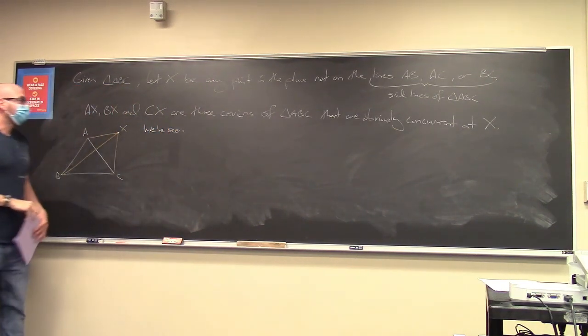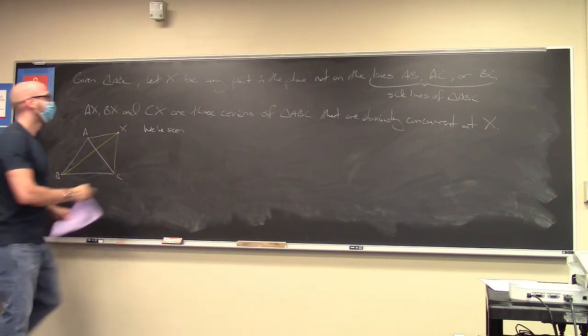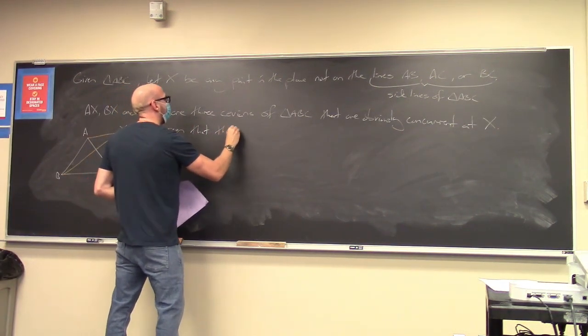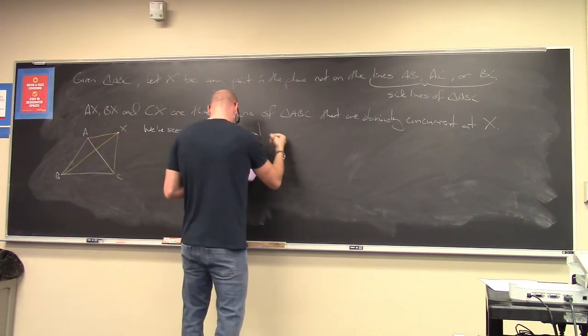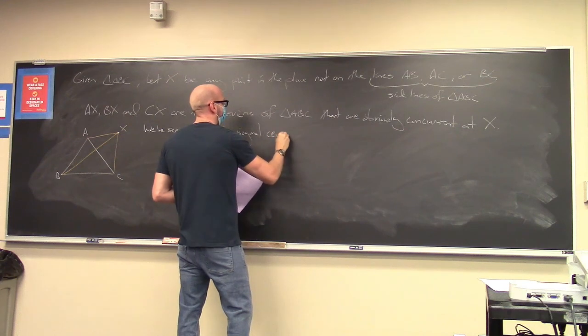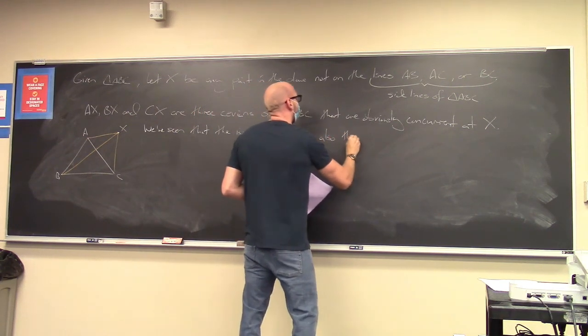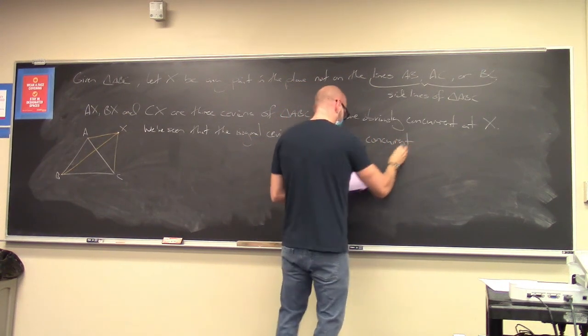So what have we seen? We've seen that if we have three Cevians that are concurrent, then their isogonals are either concurrent or parallel. So we've seen that the isogonal Cevians are also then concurrent or possibly parallel.